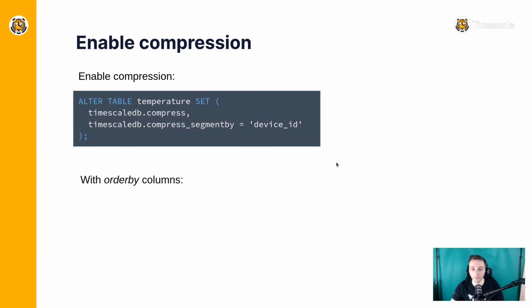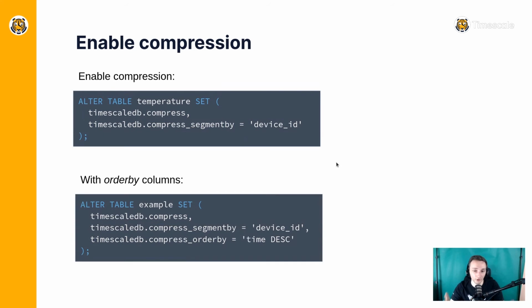Now you can also define another parameter when you enable compression, and this can also be very useful, depending on your data set and the values you have in your database. This is the order by argument, compress order by. The default value of this is actually time descending, and basically what it does is order the values in your compressed table. The reason it's important is that the order of the values will affect how the actual compression algorithm will perform.